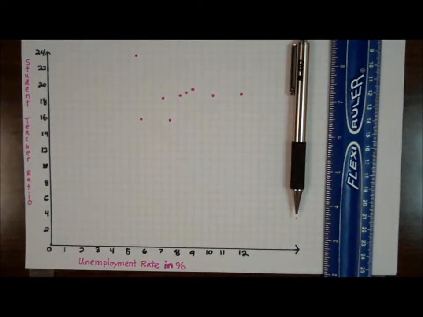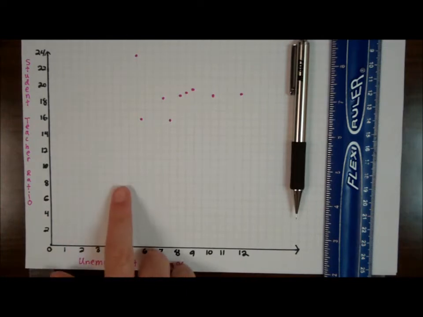Today we're going to be making a scatter plot. Before you start, you'll need graph paper, a pencil, and a ruler.